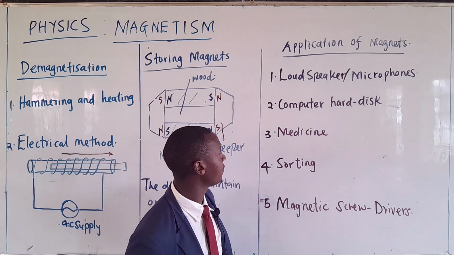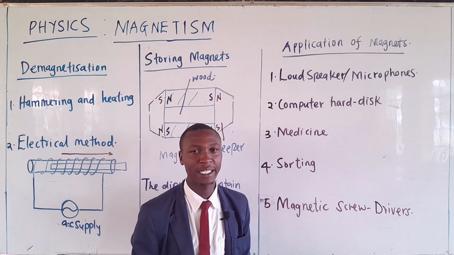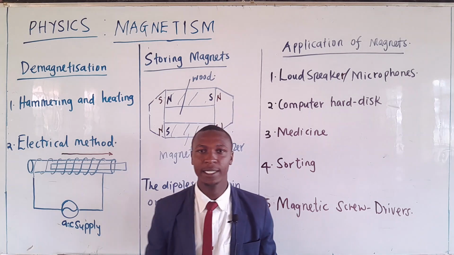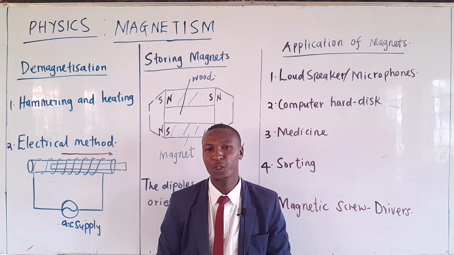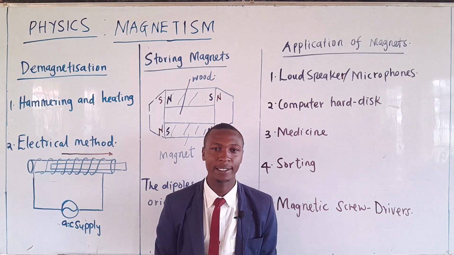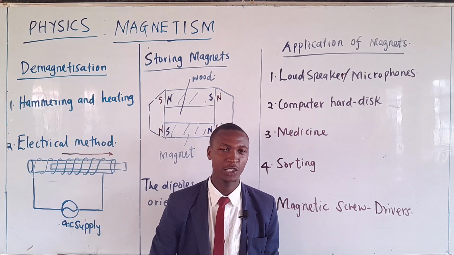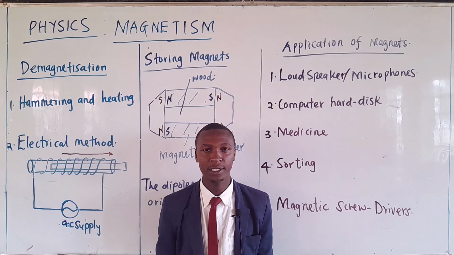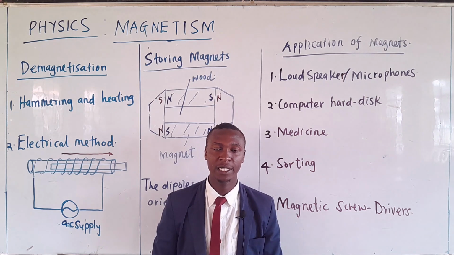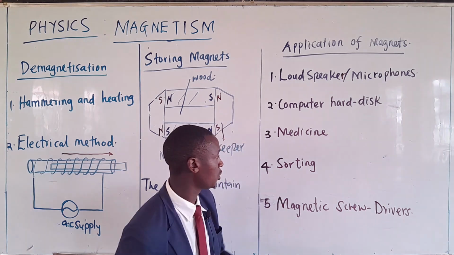Now also we have application of magnets in medicine. Sometimes during surgery, the doctors might forget or misplace the scalpels or other magnetic materials in there, and they can use the magnets to retrieve those scalpels or any material that they might have left in there. So in medicine, they really apply magnets to do such things.